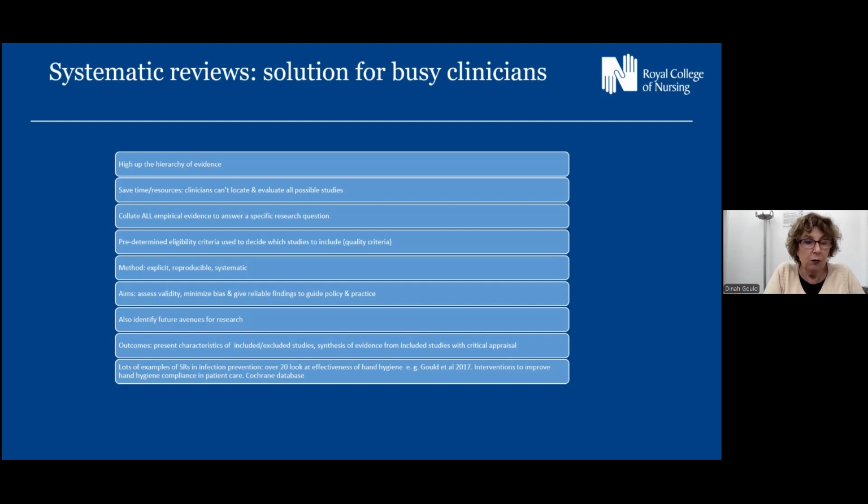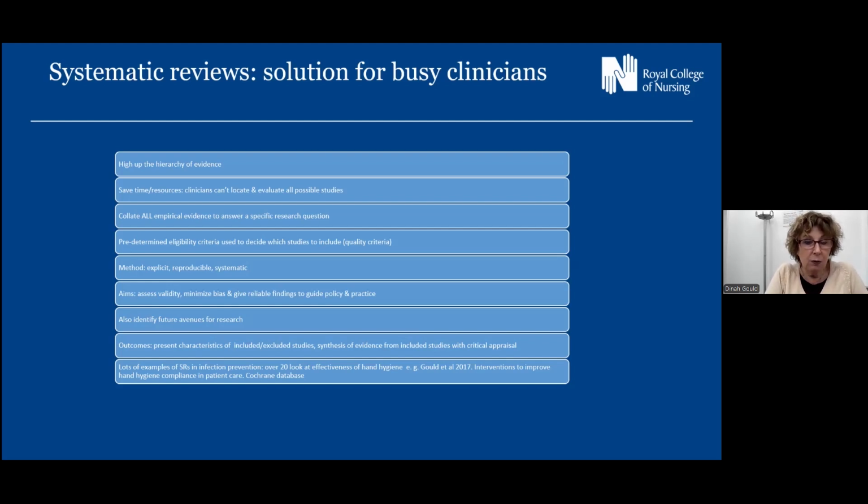The systematic review explains in the title what it is really. The method has to be explicit. You have to have a protocol describing exactly what you're going to do. The way that you go about doing the review has to be reproducible. In other words, it has to be systematic. And the aims are to assess the validity of all the studies that are included, to minimize bias in them, and to give reliable findings to inform policy and practice. And they can also suggest areas where other research hasn't been done. It may surprise you, but there are lots of areas in infection prevention where we just don't know the answers because the research hasn't been done.